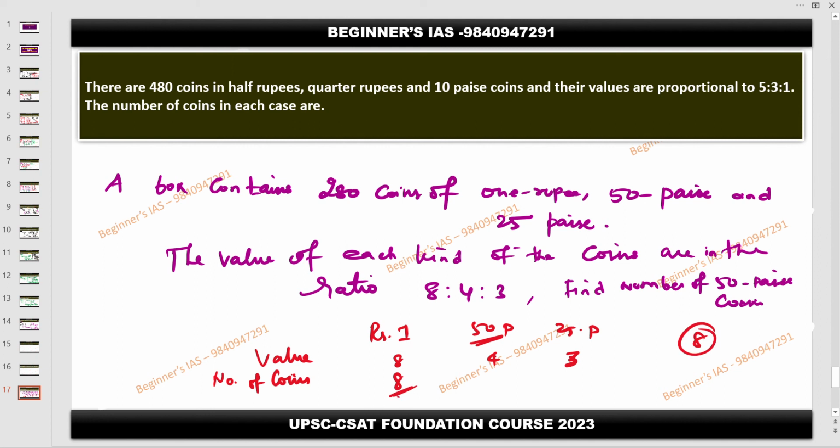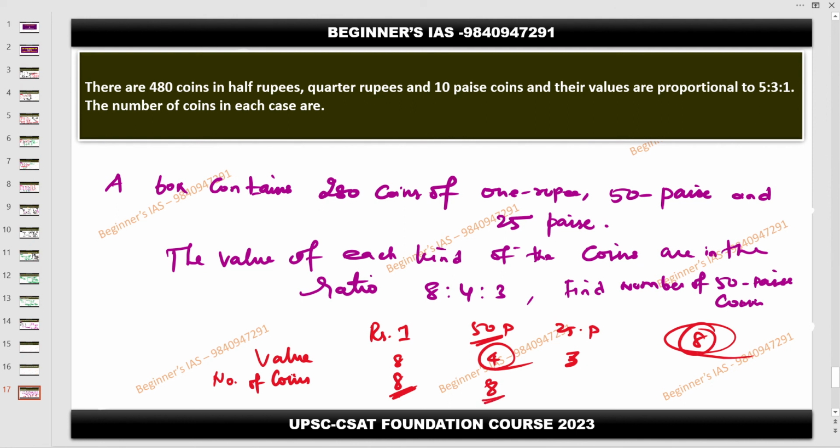The number of coins for 8 rupees is nothing but 8. Then make the same quantity. To get 8 rupees, how many 50 paise coins should be here? 16. The value is 4.